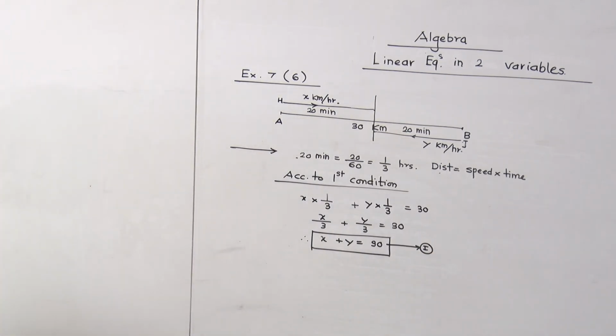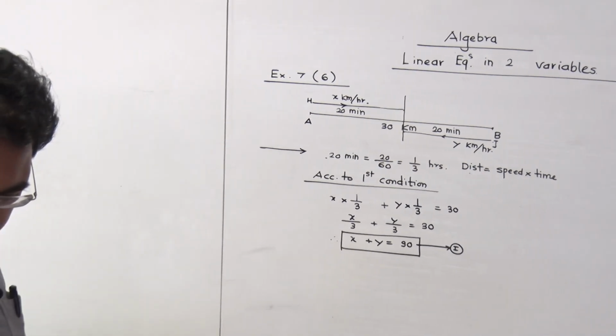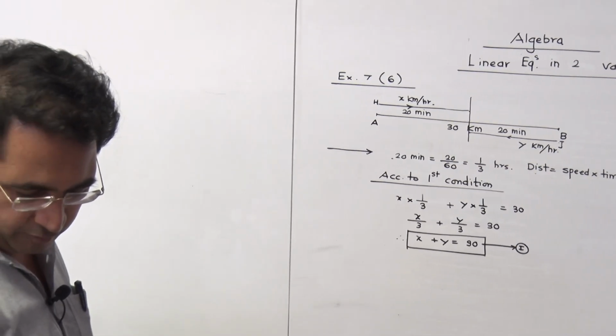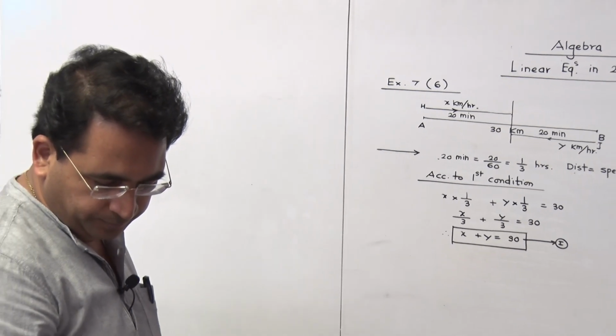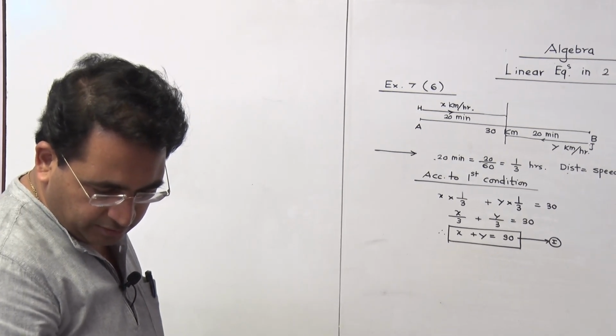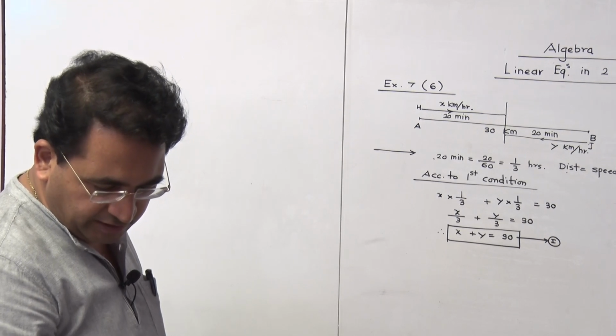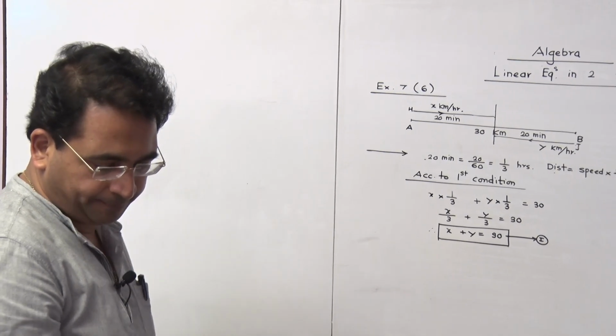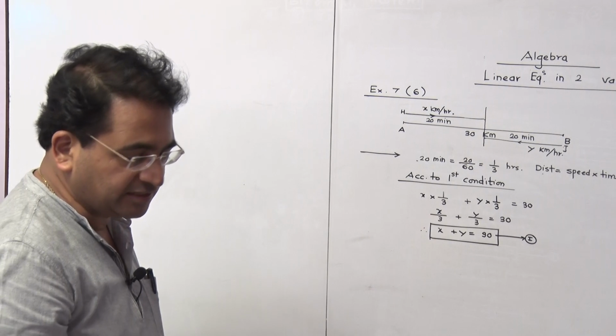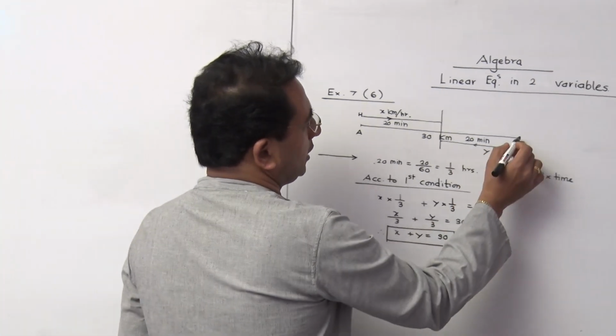Now we have to go for the second equation also. Now they are giving, they meet each other. If Joseph would have started from B in the same direction, instead of towards A, and started at the same time, now what is happening?